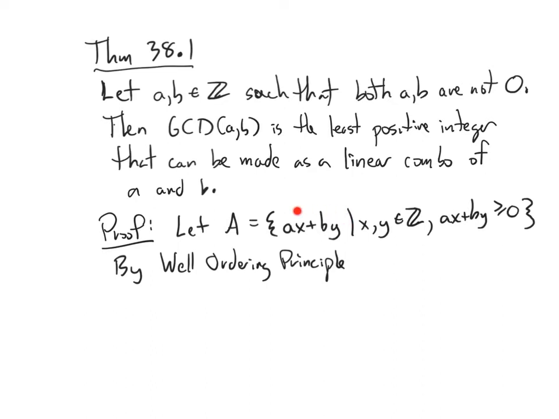It's everything you can make as a linear combination of integers, so it's going to be an integer, and we're only taking things greater than or equal to 0. So this satisfies the well-ordering principle. So we know that A has a least element, and let's call that D. So there we go.